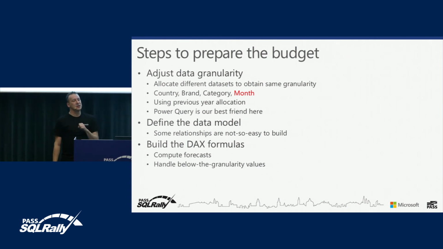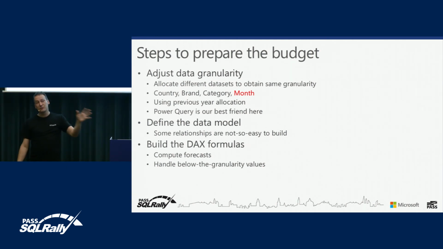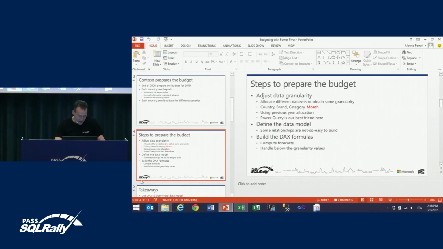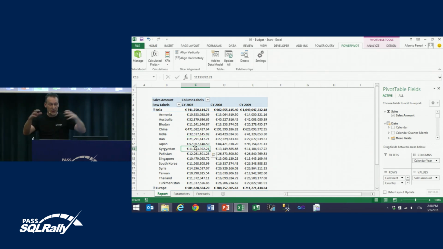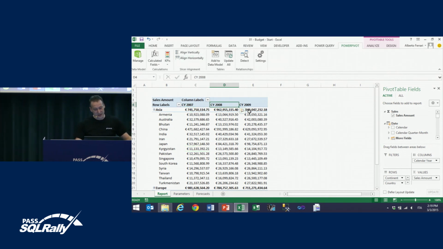The steps in order to prepare our budget will be, first, adjusting data granularity. As I told you, each country provides data in different ways. So if we take a look at the data model, or at least at what we have at the beginning, you can imagine that we are in Contoso, so we have sales. We have sales for 2007, 2008, 2009.